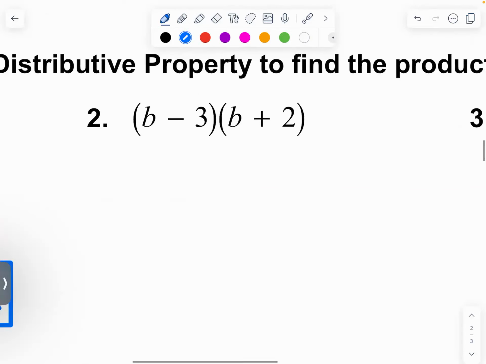So let's try number 2. Okay, what is our first product? B squared. Okay, what is our outside product?